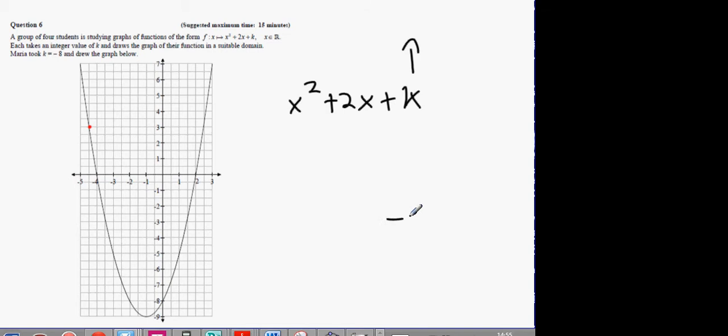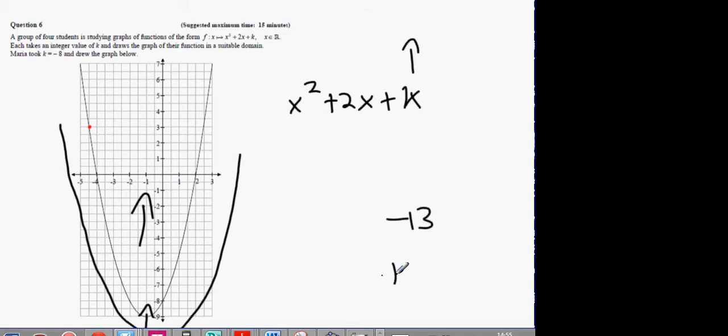So for instance, we start off with minus 13 and we had a really big dip, didn't we? Then we went to minus 8 and we start going upwards. What happens when we change it to 1? What's going to happen again? It's going to go up by 1. It's going to keep going up.